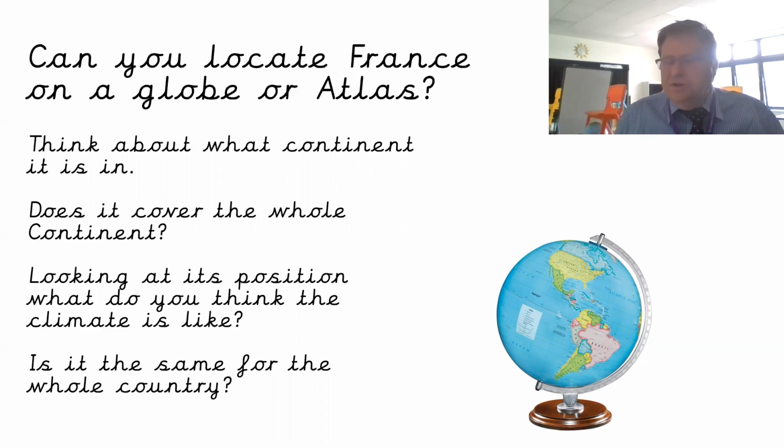Looking at its position in terms of longitude and latitude, and how close it is to the equator and the North Pole, what do you think its weather and climate is going to be like? Is it going to be similar to ours? Is it going to be the same across the whole country? Or are some parts going to be warmer than others or wetter than others? What do you think? Maybe you can look at it and see what you can understand. So stop what you're doing now, pause the video and see if you can do that exercise.